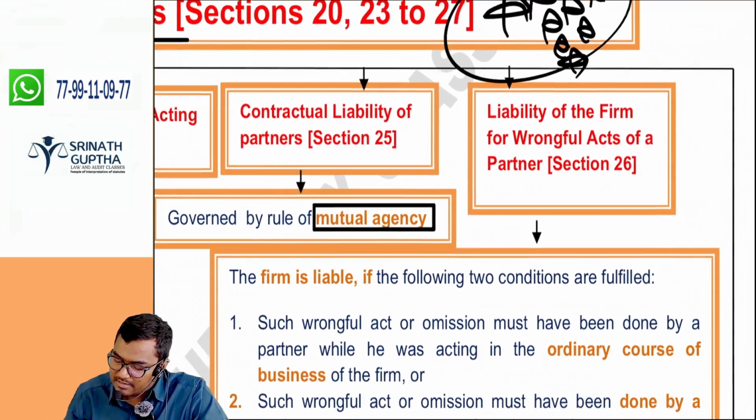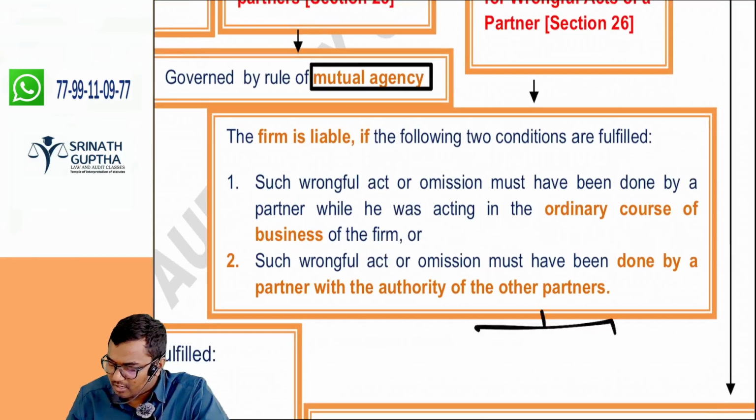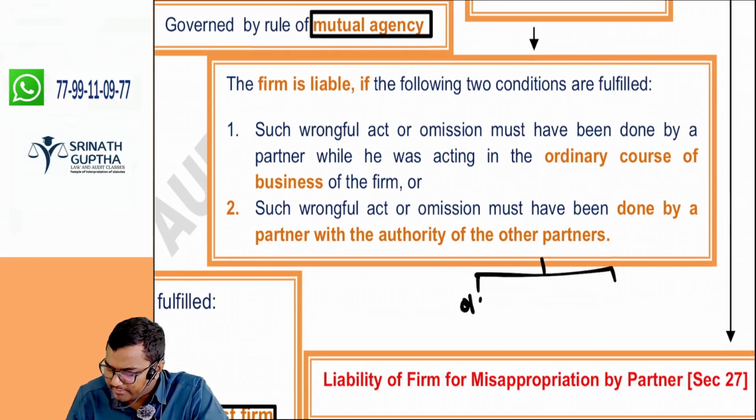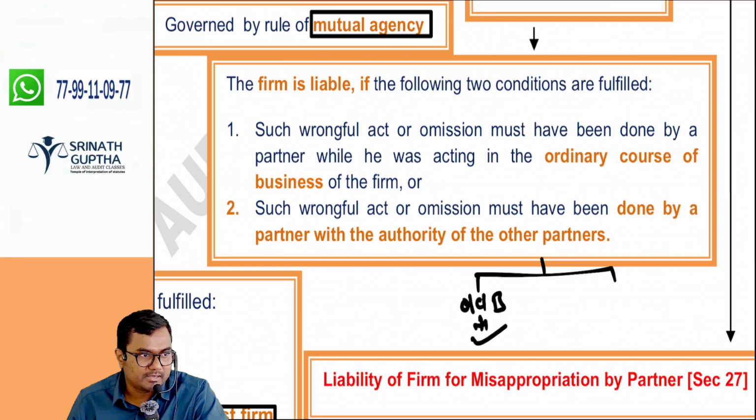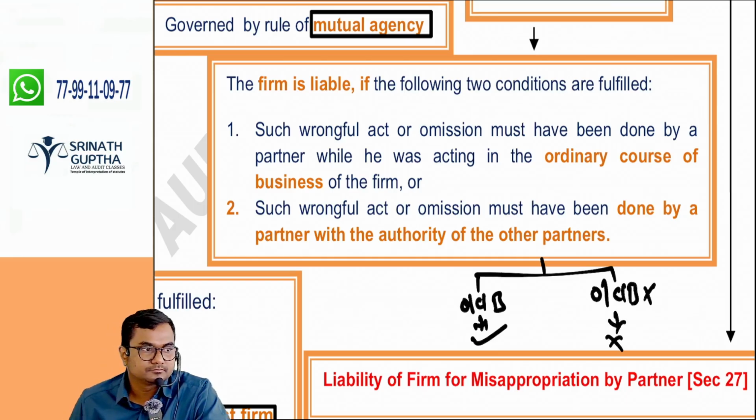Next, liability of the firm for wrongful activities. If a partner does any wrongful activity which is related to the ordinary course of business of the firm, then the firm will be liable. If a partner does any wrongful activity which is not related to the ordinary course of business of the firm, then the firm will not be liable. In a kirana shop, if we sell a defective kirana item, the firm will be liable. In a kirana shop, if we sell liquor, the firm will not be liable for that unauthorized activity.